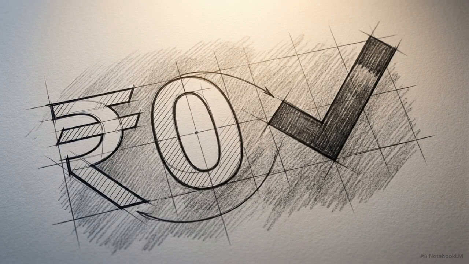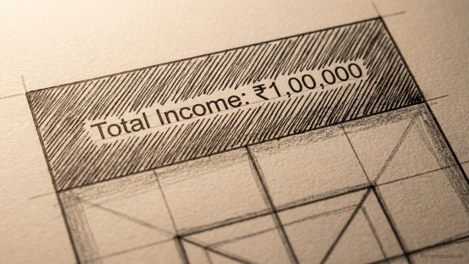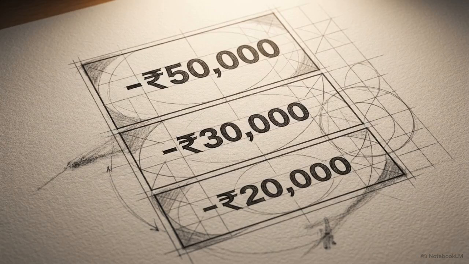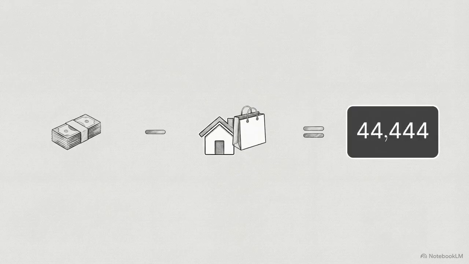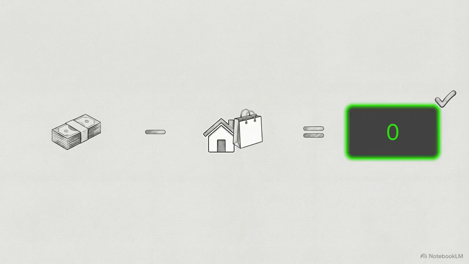Now we apply the zero-based method. You take your total income at the top of the sheet and subtract every single expense from those three categories. This formula shows the mathematical rule of zero-based budgeting. When you subtract your total allocated spend from your total income, the final number must equal exactly zero. No money is left floating.